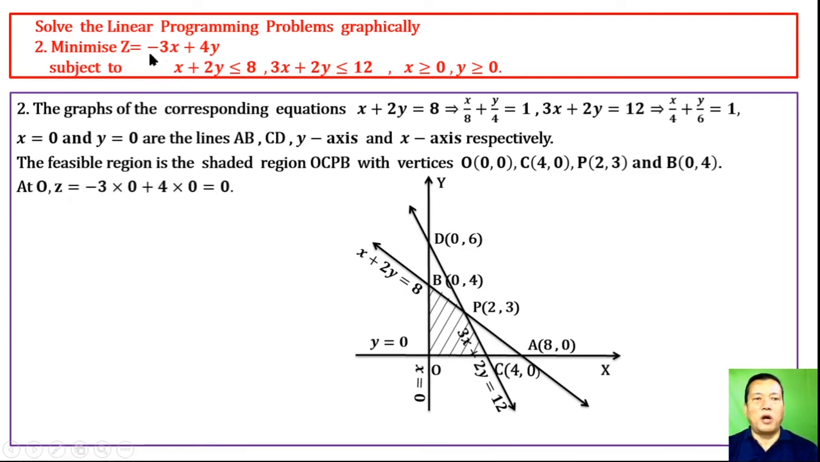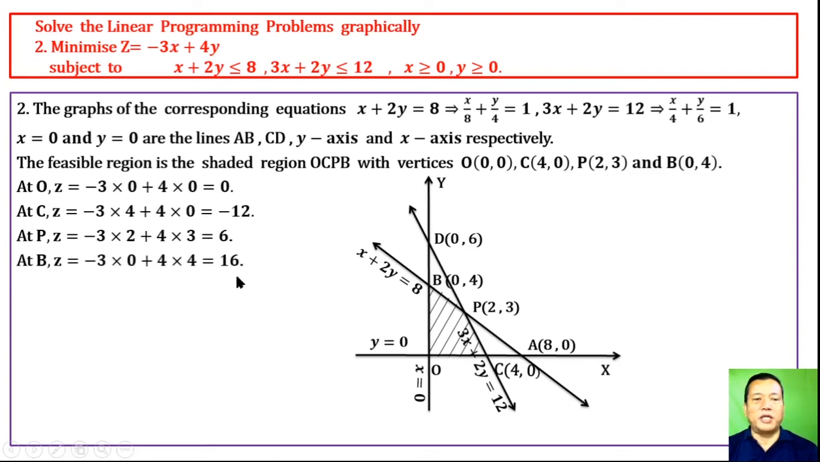At O, the value of z is minus 3 into 0 plus 4 into 0, which is 0. At C, the value of z is minus 12. At P, the value of z is 6. At B, the value of z is 16.